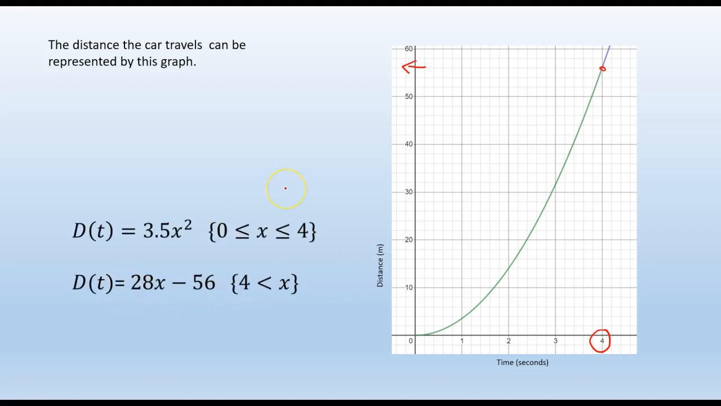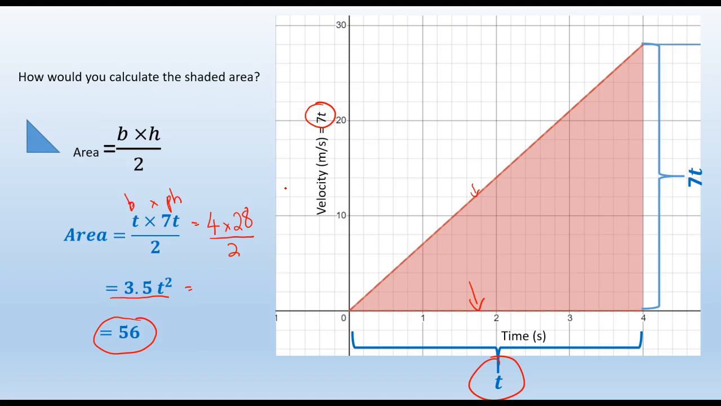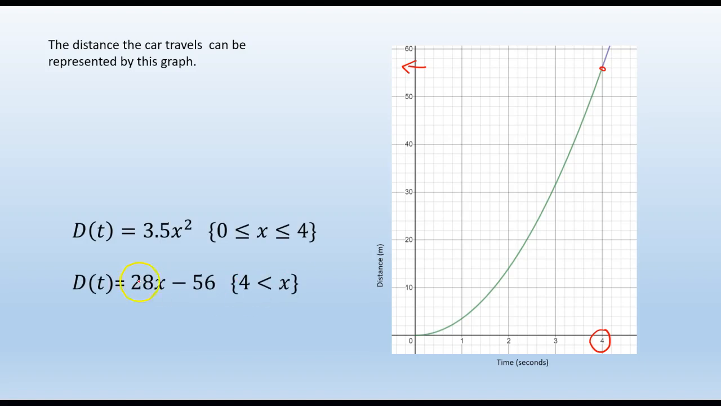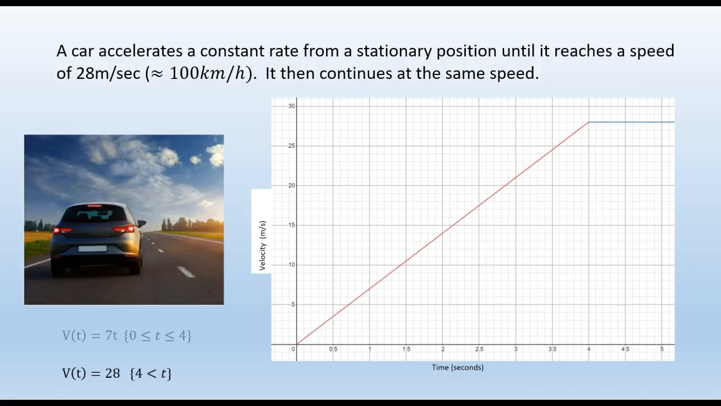And if we also have a look back, we said that the function for the area between the function and the x-axis is 3.5 times the time squared. And if we have a look at our distance function, it's 3.5 times the time squared. So integration not only will give us the function for our distance time on our velocity time function, but also gives us the area between the curve.